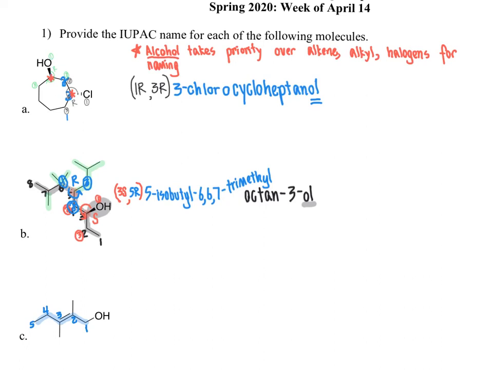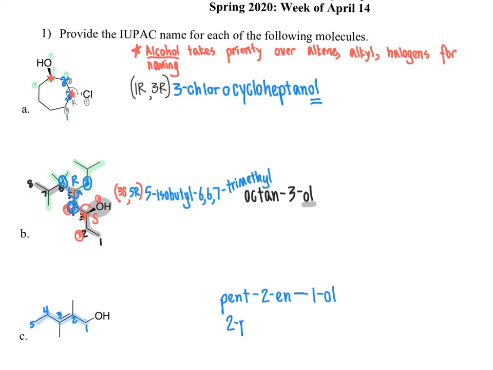So we'll go ahead here, and we have a 5-carbon chain. It has an alkene group and an alcohol group. And so the parent name here is going to be pent-2-ene-1-ol. So we have our pent-2-ene-1-ol.